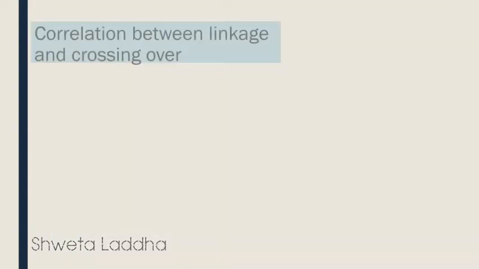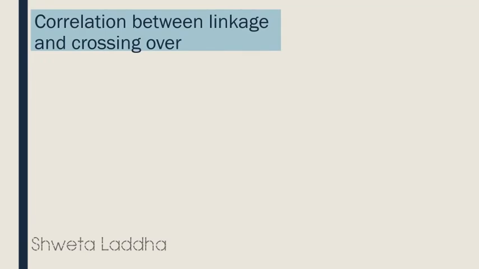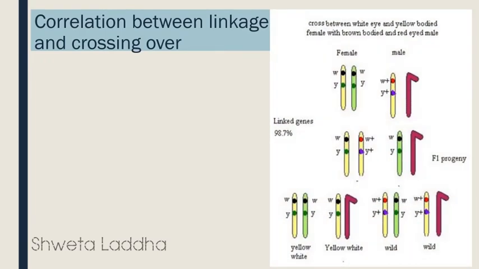So Morgan carried out the following experiments. He obtained correlation between linkage and crossing over. He found that whenever genes are linked to each other, there is a more probability of them appearing in the same type of combination in the next generation. For example, he studied only the sex chromosome. He mated a female with a male.